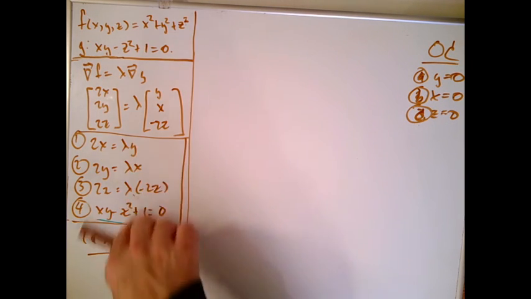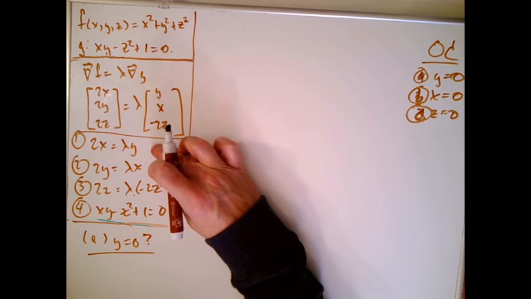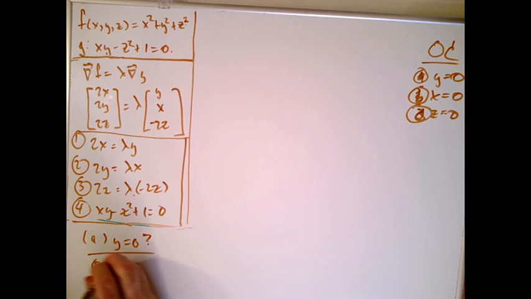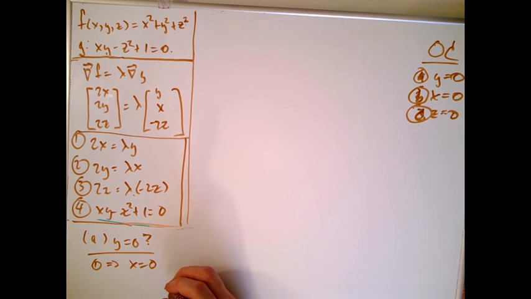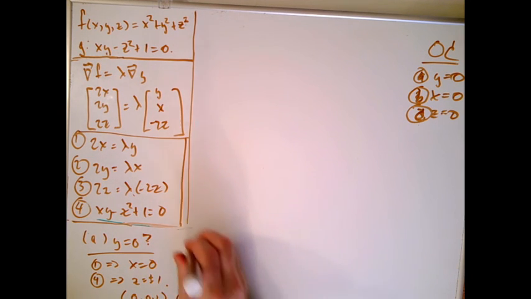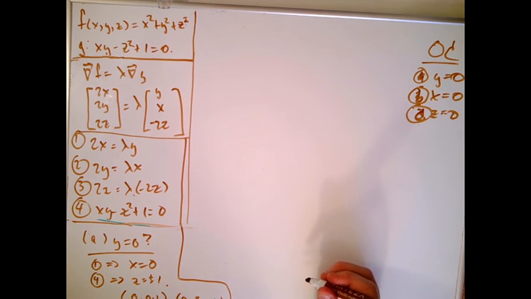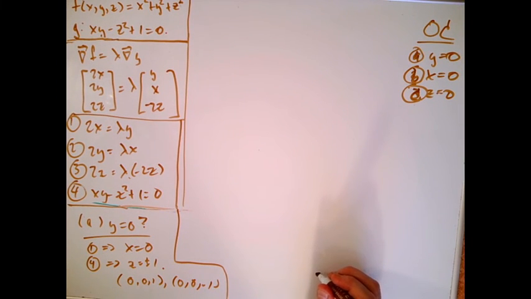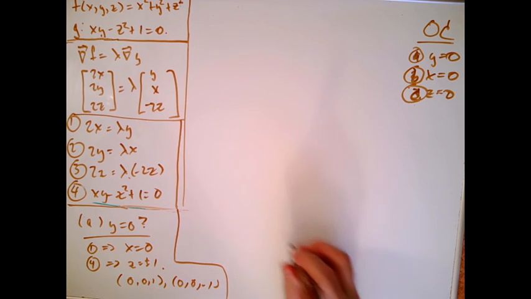Well, now I'm just going to go back to my equations. You can see from equation 1 that if y equals 0, x equals 0. And if x and y are both equal to 0, then equation 4 is going to imply that z equals plus or minus 1. In other words, we get two critical points there. We get 0, 0, 1. We get 0, 0, minus 1. That's what can happen if y equals 0. It actually leads to some points we get to think about.